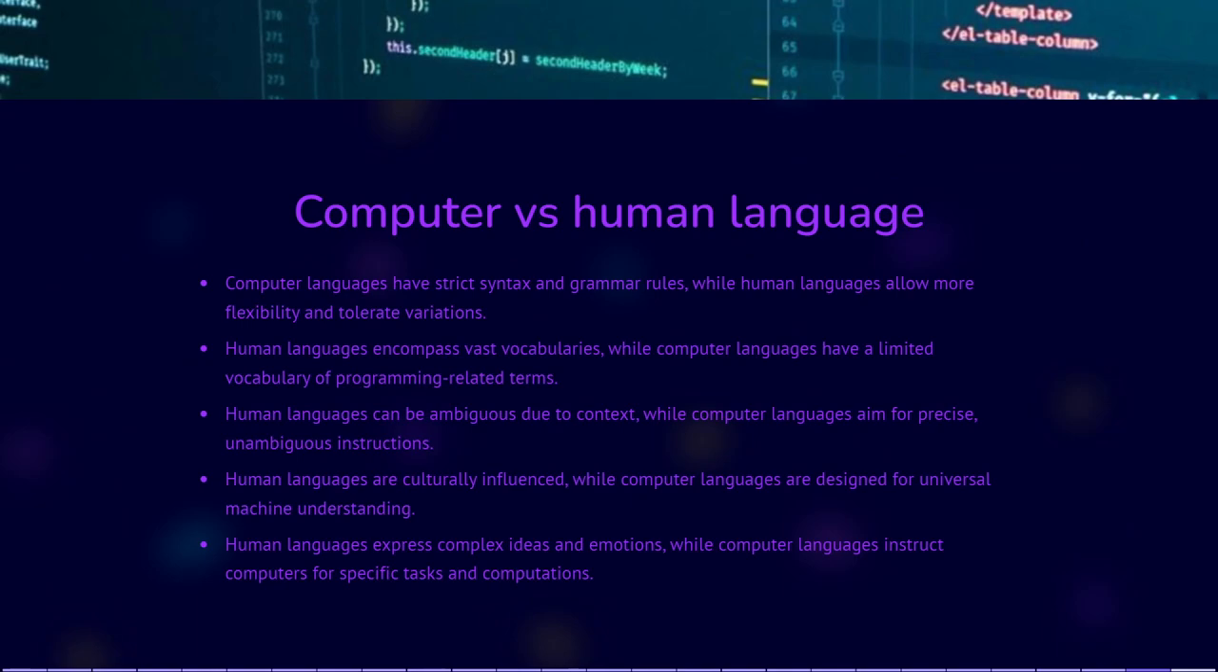Human languages are deeply connected to culture, history, and societal norms. Understanding and using language effectively often involves knowledge of cultural nuances. Computer languages, on the other hand, are designed to be universally understood by machines and are not tied to specific cultural or contextual factors. Human languages serve the purpose of communication and expressing complex ideas, emotions, and experiences. Computer languages, on the other hand, are designed for instructing computers to perform specific tasks and computations. Overall, it can be said that computer languages are more rule-based and have a narrower focus compared to human languages.